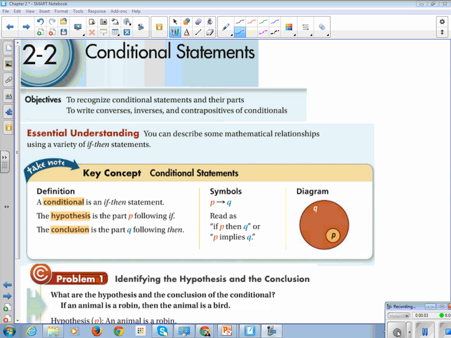So this is Geometry, Chapter 2, Section 2, called Conditional Statements. Make sure you write your name, your first and last, please, the date, the class, and the fact that these are surprise notes.